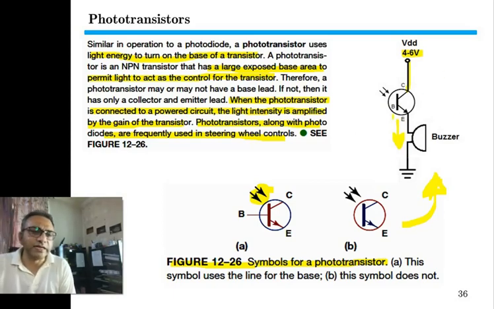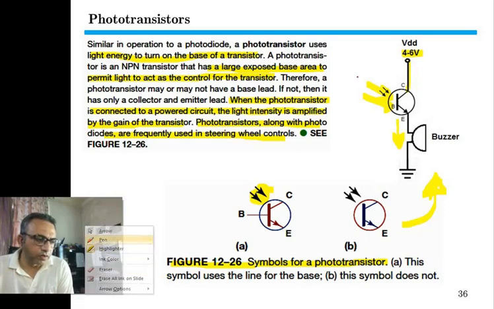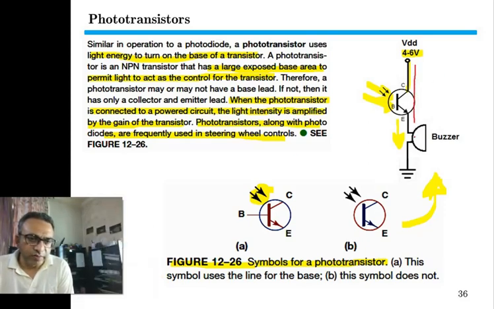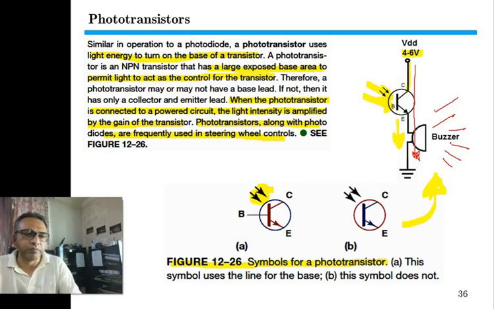Now this circuit detects light. When light falls on the base, the transistor will be saturated and current will be allowed to flow through the collector into the emitter and into the buzzer. And as current flows through the buzzer, it will make sound, or it will make noise. When we have light falling on the base, the transistor turns on and a current flows through the collector into the emitter and into the buzzer, and the buzzer turns on, it produces sound.